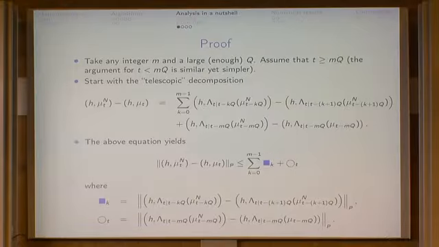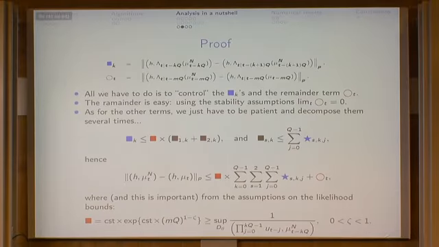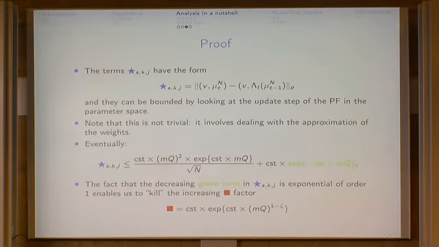For the moment I will skip the proof. The proof is roughly in the same spirit as Bilmes's proof, but we mix the two layers of the particle filter, and we basically use the assumptions. Okay, what is important, I have already told you, is this assumption on the bounds for the likelihood.